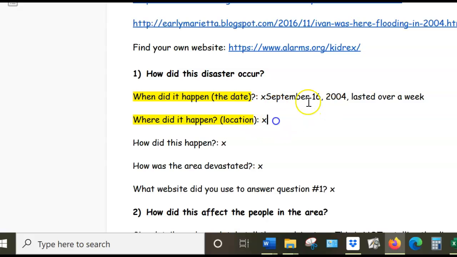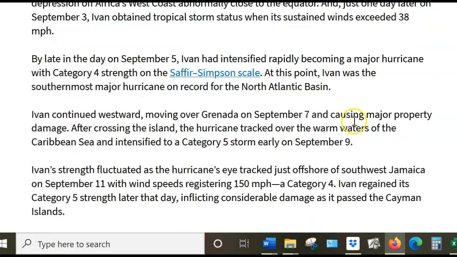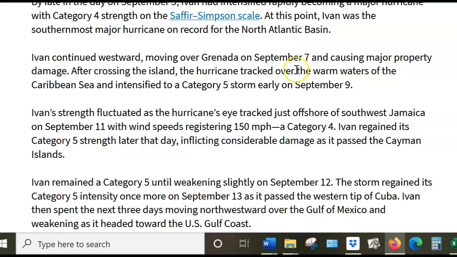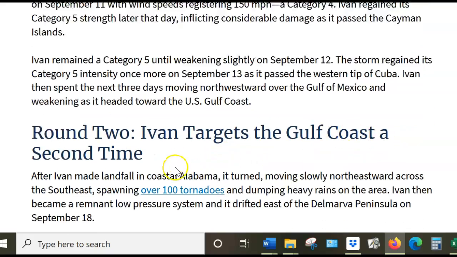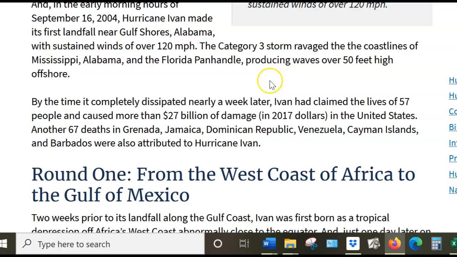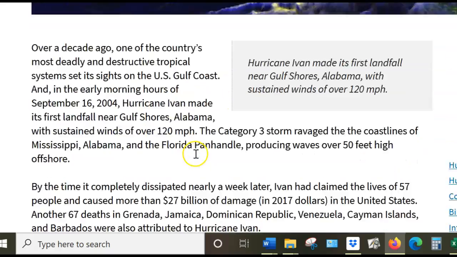Now where it happened, let's see, it's the west coast of Africa to the Gulf of Mexico. I understand it was important that it happened off Africa and people got hurt. But for this research paper, we are focusing just on the United States. Okay? So it's talking about Grenada, which I know is not in America. I'm going to keep going. Round 2, Ivan targets the Gulf Coast a second time. Well, that means the first time. I think up here is my information that I need.